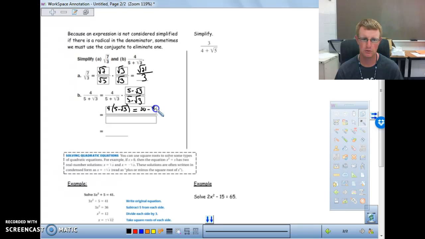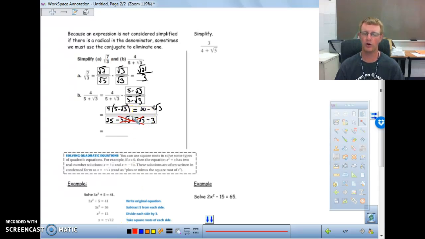But on the bottom, what's going to happen is we have 5 times 5 is 25. 5 times negative root 3 is minus 5 root 3. 5 times positive root 3 is plus 5 root 3. And then root 3 times negative root 3 is just minus 3. If you notice, we have a negative 5 root 3 and a positive 5 root 3 in the middle here, and these are going to cancel out.